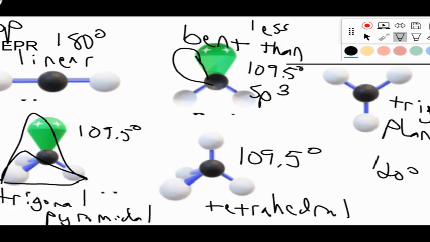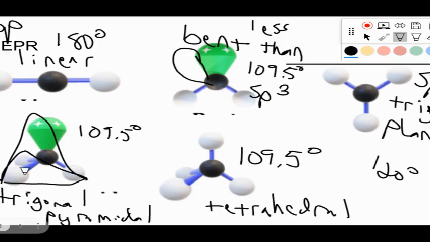Again, add up the exponents. This has 2 bonding regions. 1 plus 1 gives me 2. This has 1, 2, 3, 4 bonding regions. 3 plus 1 gives me 4. This has 1, 2, 3 bonding regions. So this is going to be SP2 because 2 plus 1 gives me 3.